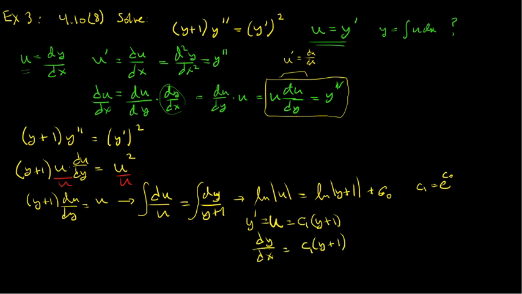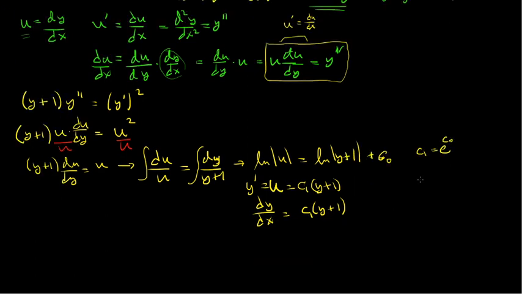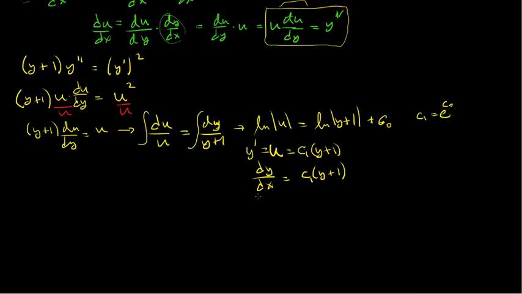So we have one more integral to do, and this is also separable. Let me scroll down a bit, I'm running out of space here. So this is going to be dy over y plus 1 is equal to c1 times dx. And you do one more integral. You're going to get natural log of the absolute value of y plus 1 is equal to c1 times x, plus another constant, c2 in this case.